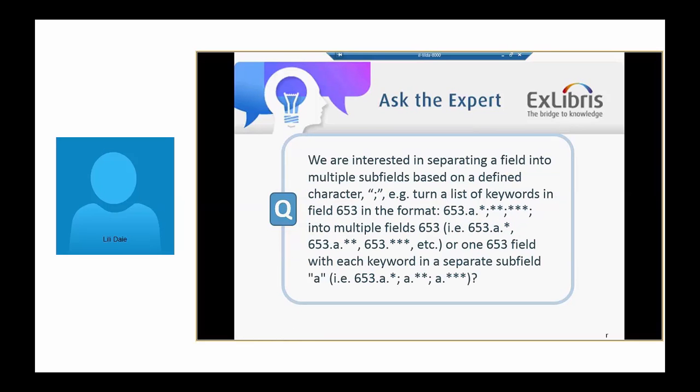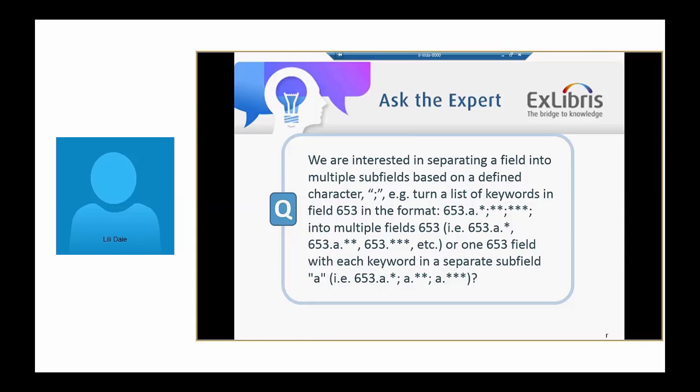Okay, so this question looks a bit complicated, but it's not really. The question is about content of one subfield being divided into several subfields. In this case, field 653 is in the format of several keywords, all separated by a semicolon. And the question is, can this be separated into different 653 fields, one for each keyword?